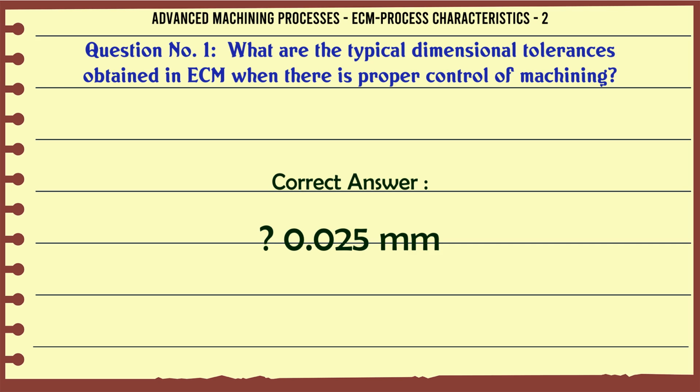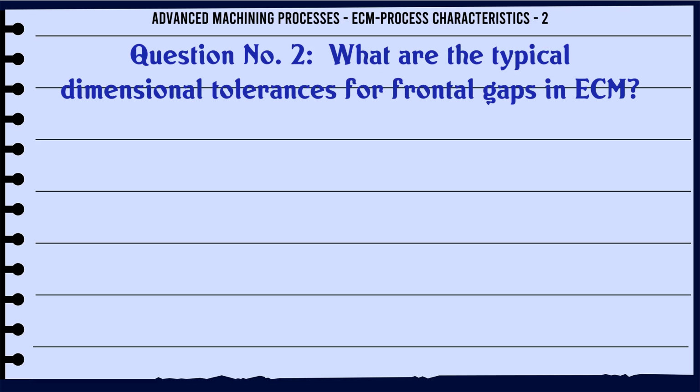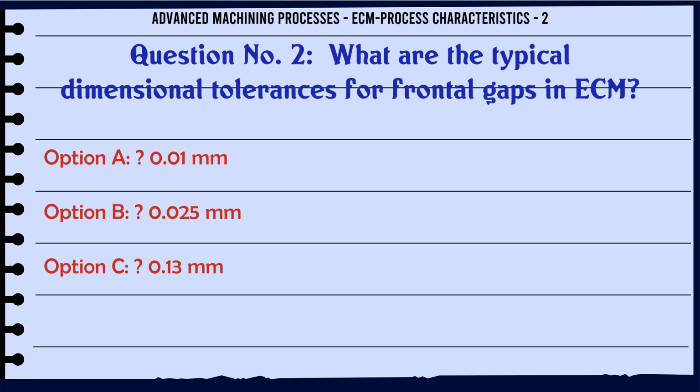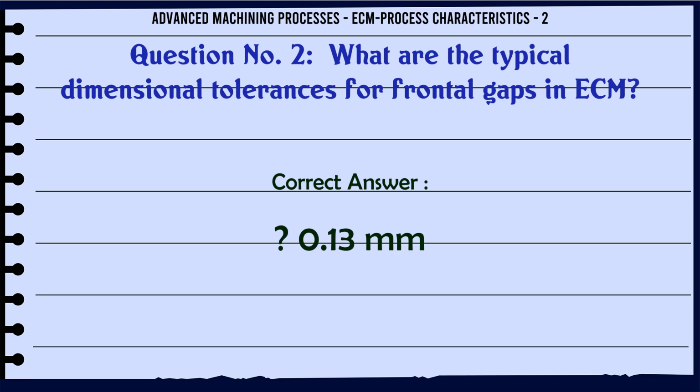0.025 mm. What are the typical dimensional tolerances for frontal gaps in ECM? A 0.01 mm, B 0.025 mm, C 0.13 mm, D 0.25 mm. The correct answer is 0.13 mm.